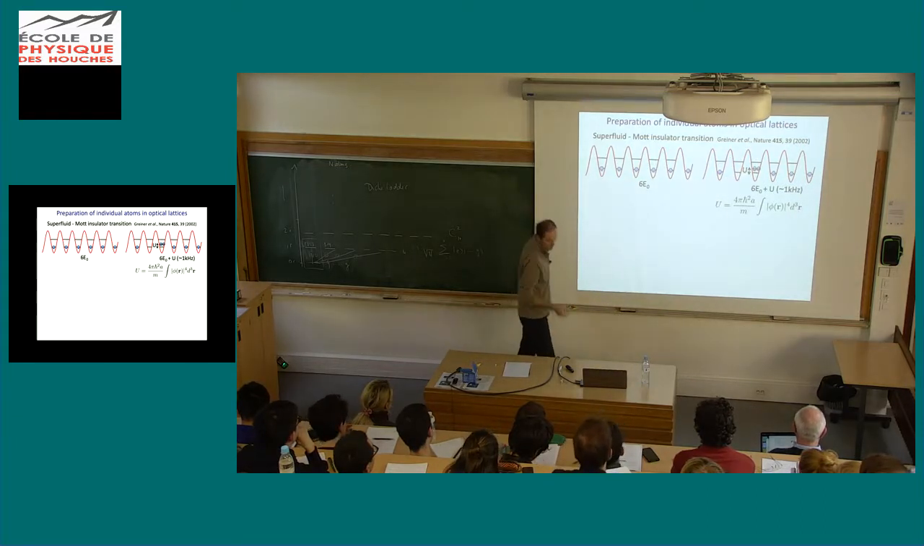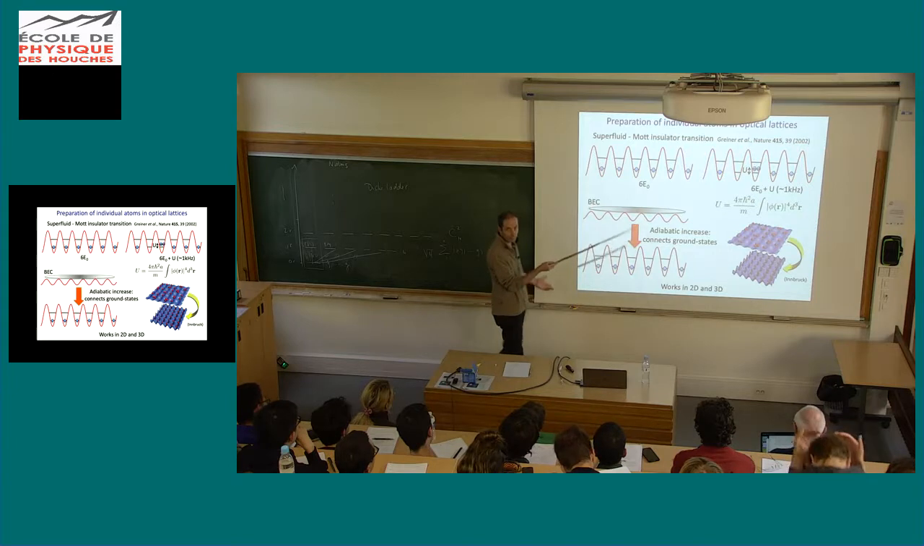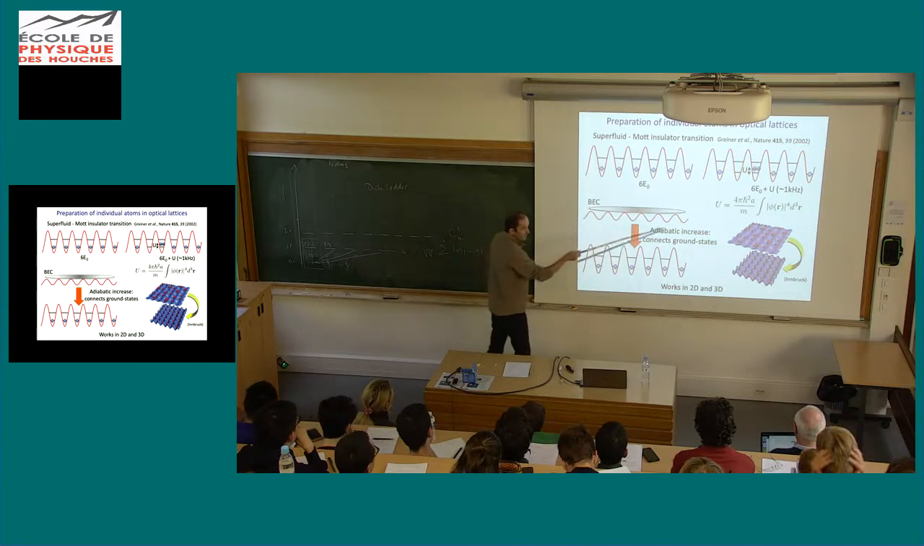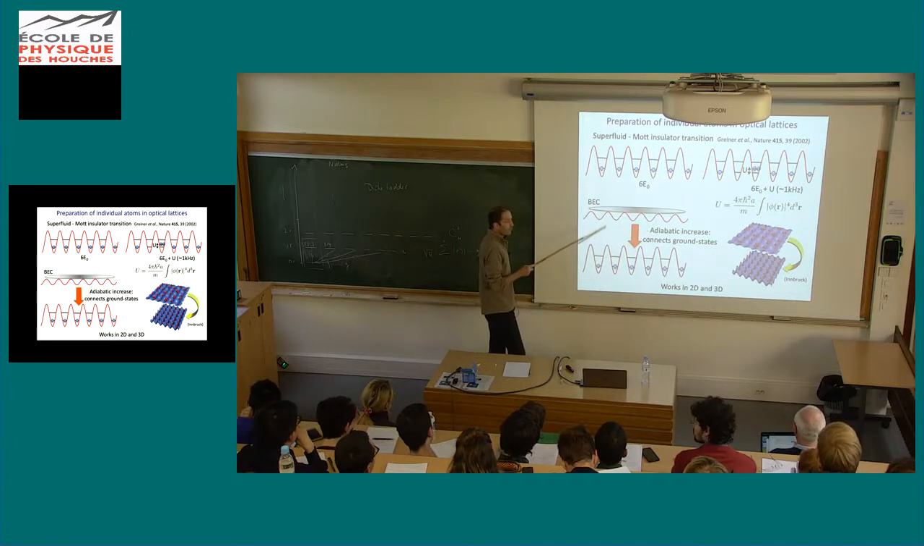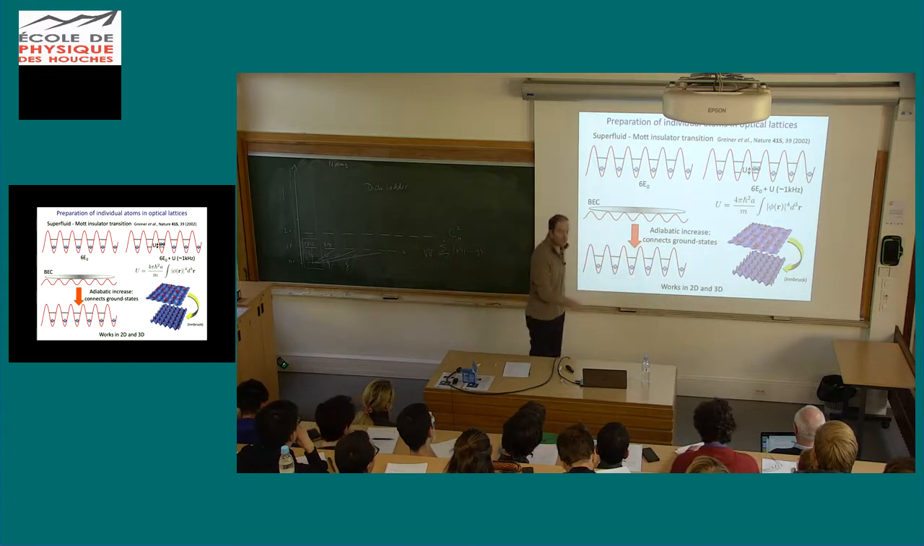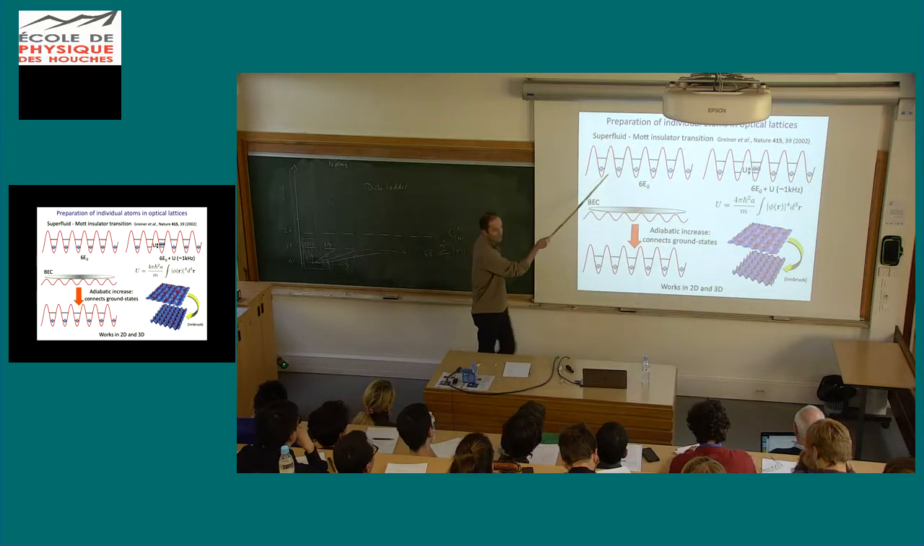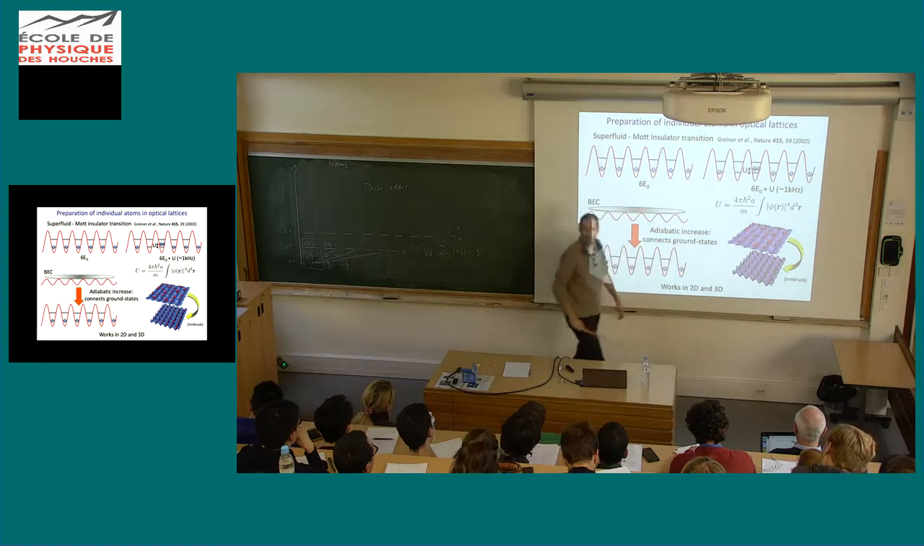So now how do you prepare that? You start from the ground state of your system, which is the Bose-Einstein condensate that you have to prepare, obviously. You switch on the lattice adiabatically, and you can follow the ground state of the system. I will give you more details on that tomorrow. And at the end of the day, you end up in the ground state of the atoms in the lattice, which is this configuration, knowing that this one would correspond to an excitation.